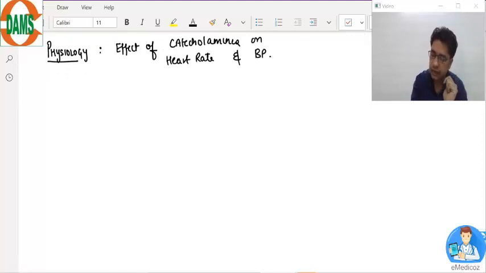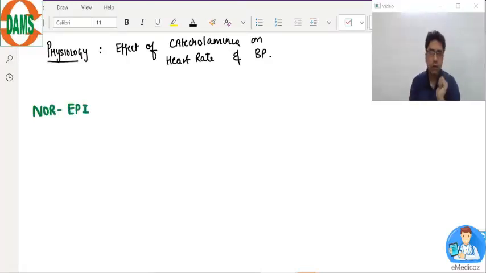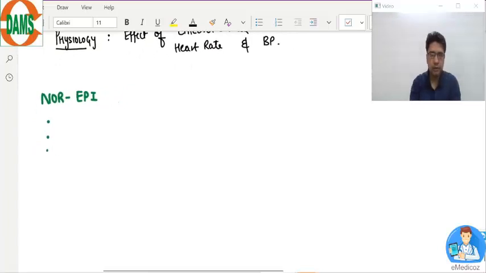On the left side, you will write four drugs. The first drug you will write is norepinephrine. Leave three lines. Then you will write epinephrine. Leave three lines. Then you will write isoprenaline.